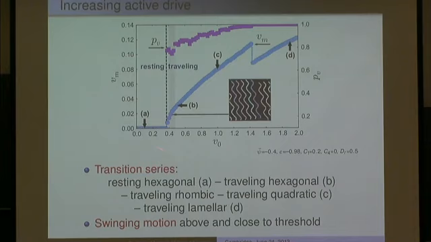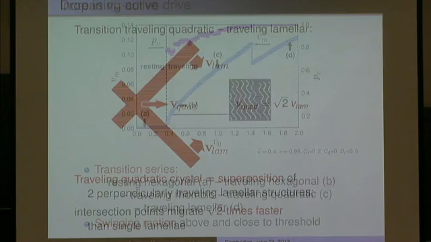Along this curve there appear these snapshots that I've shown before. So here's the resting hexagon, here's the traveling hexagonal structure, and continuously this deforms to quadratic structures. And then there is a drop in this curve, and here we have the traveling lamellae. So where is this drop coming from?